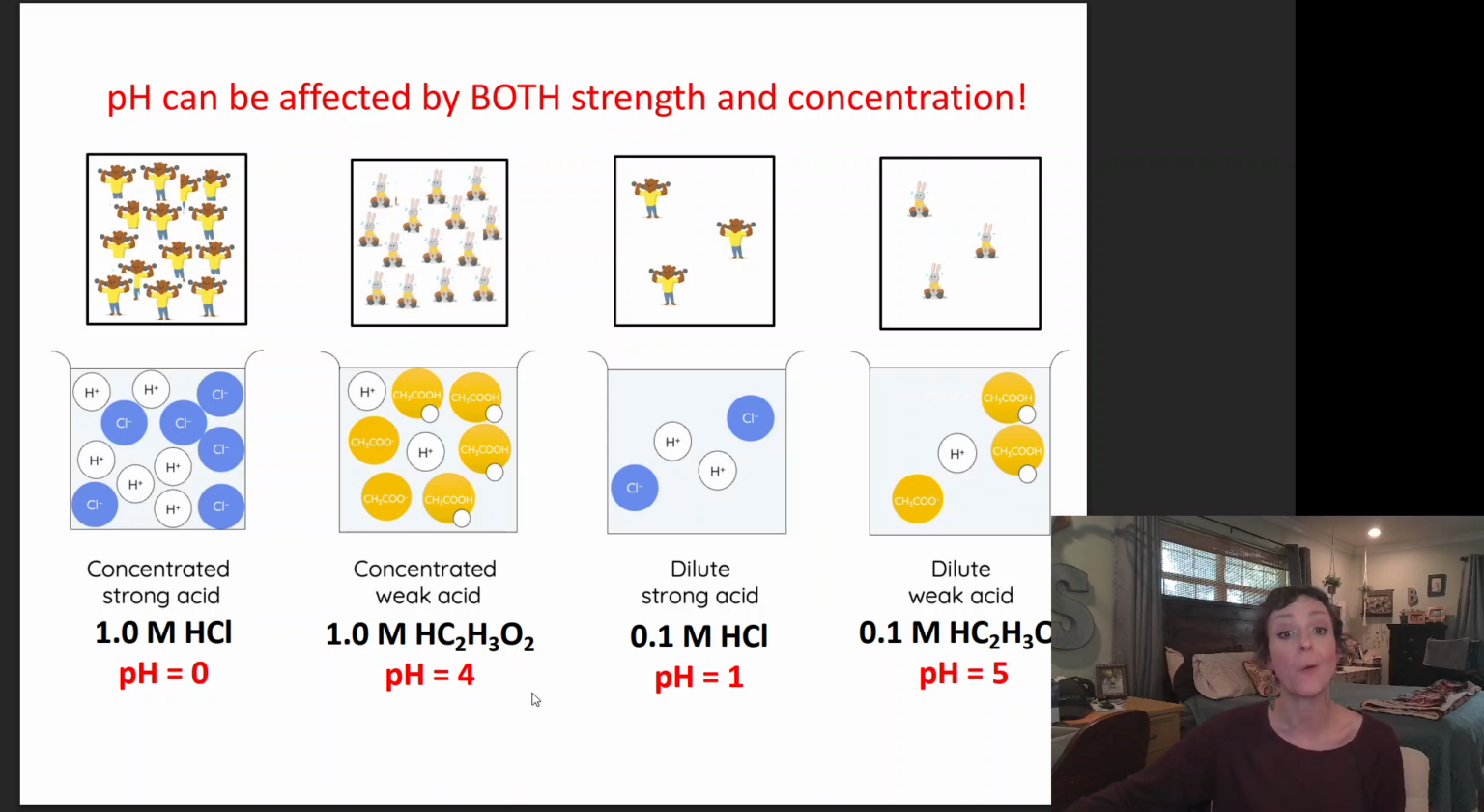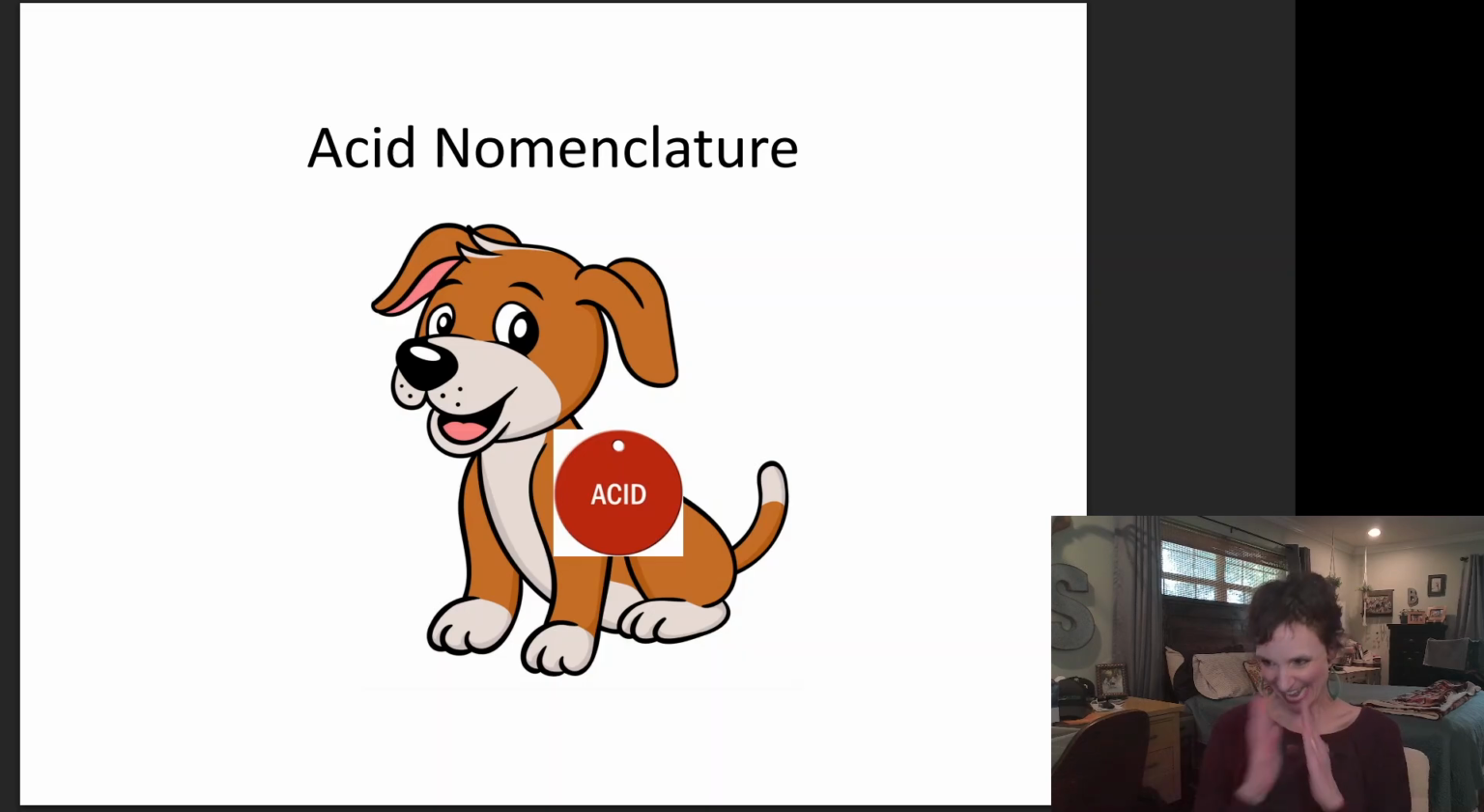Similarly, if I take my weak acid, my acetic acid here, it's going to have a less acidic pH value than hydrochloric. And if I dilute the concentration slightly, it will have less hydrogen ion concentration, so it will be even less acidic. It's not a clear-cut system here, but it does help contribute to determining what the pH of something is.